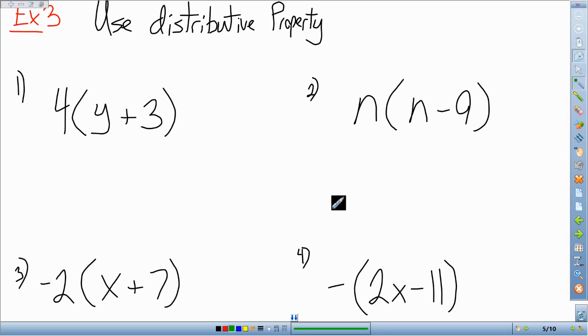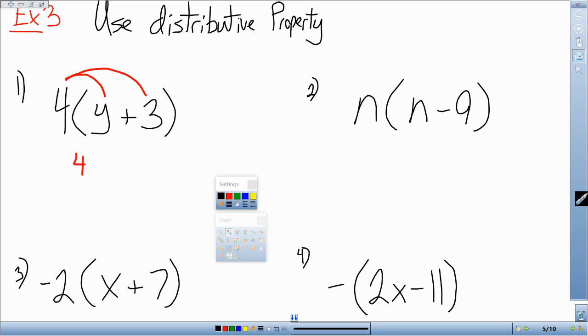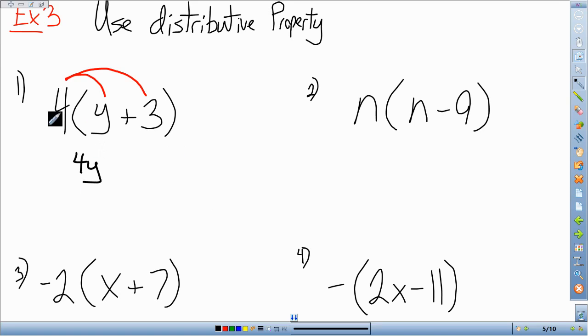All right, so yeah, number 1 here, we have a 4 on the outside of the parentheses. I know I can distribute that into the parentheses to all of the terms. There's 2 of them. So 4 is going to get multiplied by y. It's also going to get multiplied by 3. Okay, 4 times y, we just stick them together. That gives us 4y. And then 4 times positive 3 gives me a positive 12.